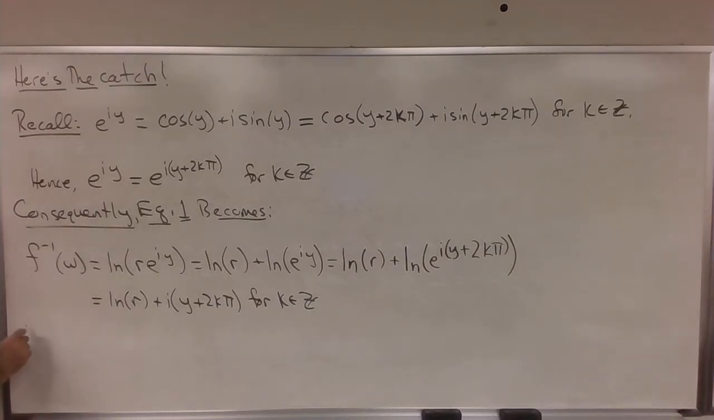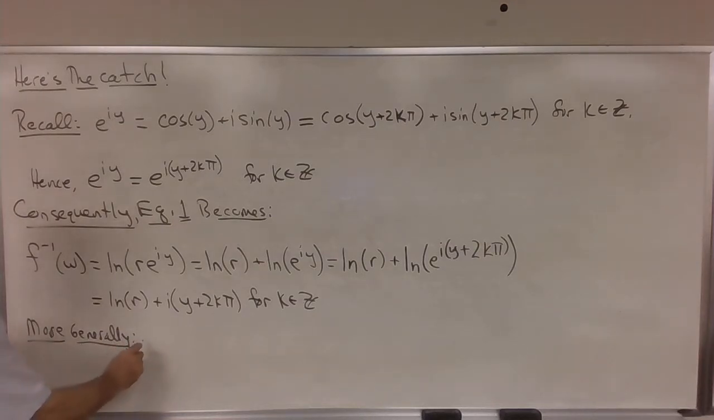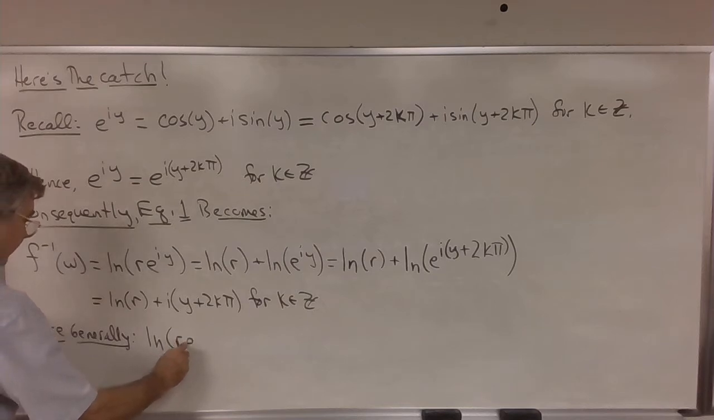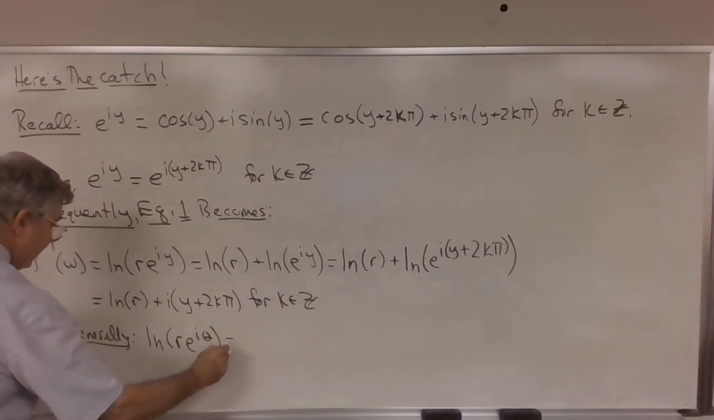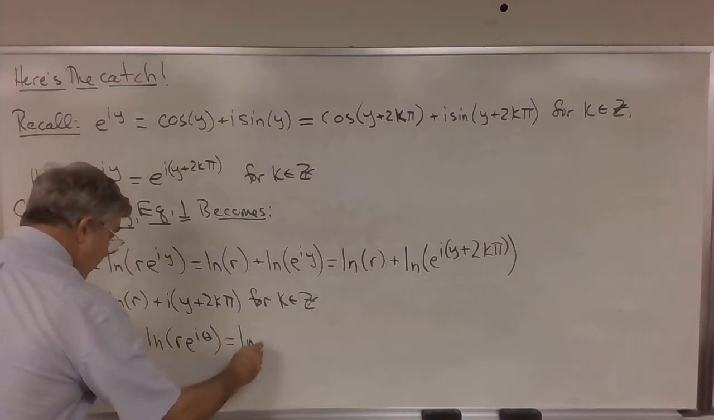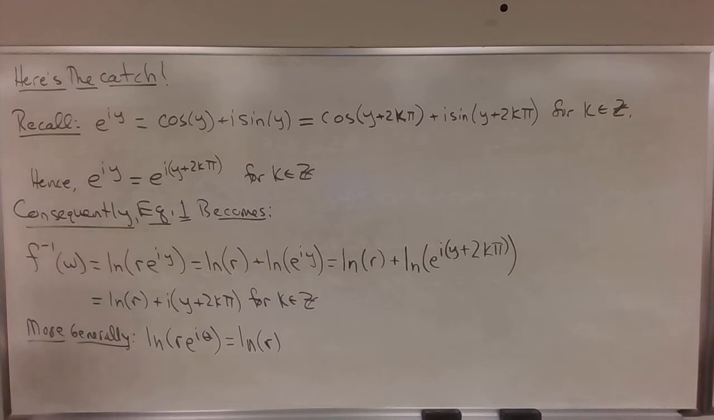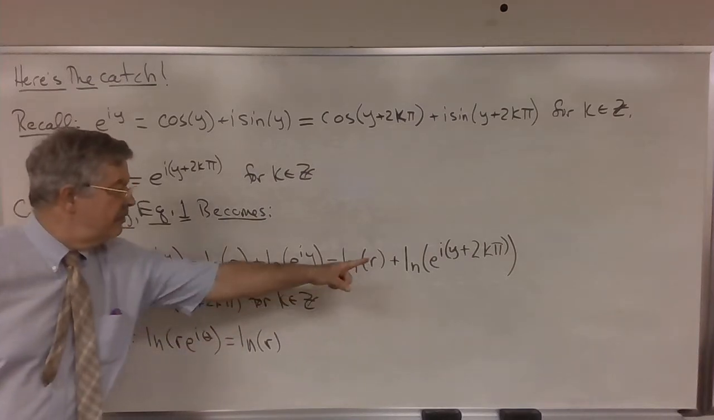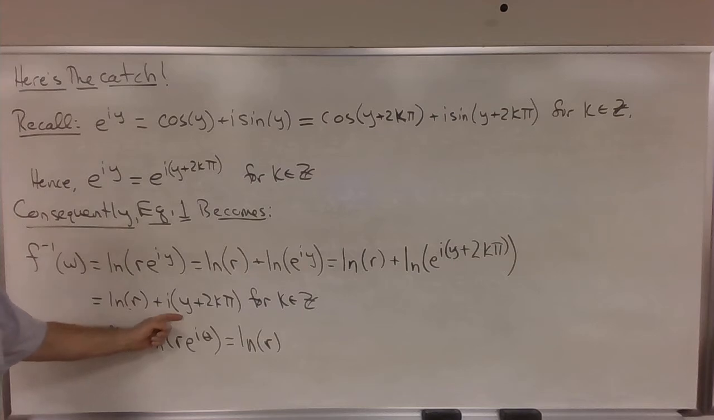And let me generalize that. Here's our complex number in exponential or polar form. And we're going to get natural log of r plus i times theta plus 2k pi.